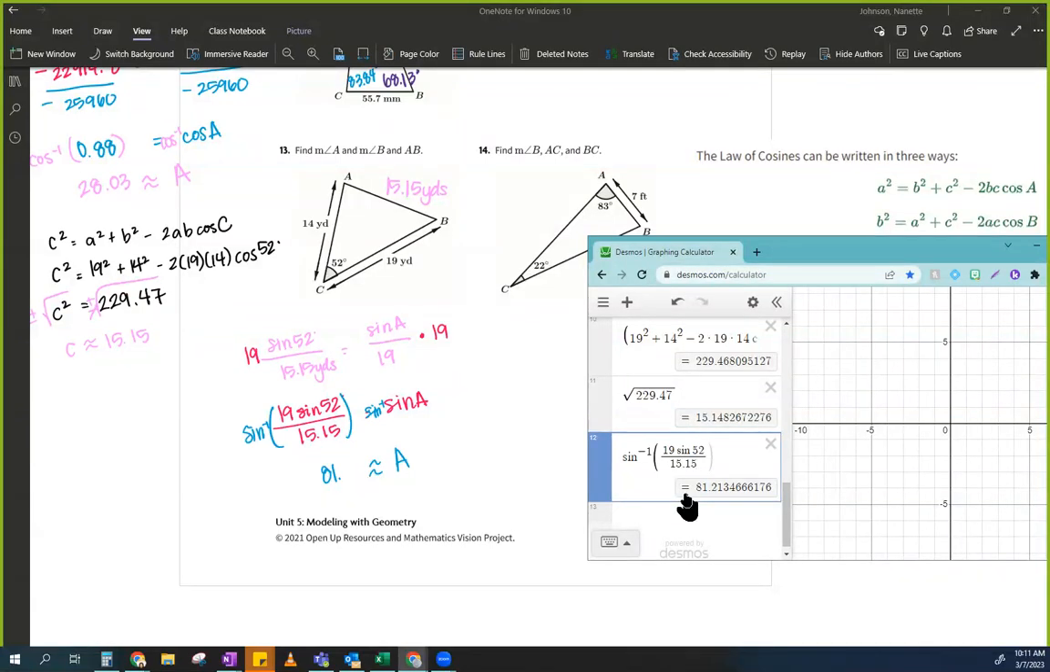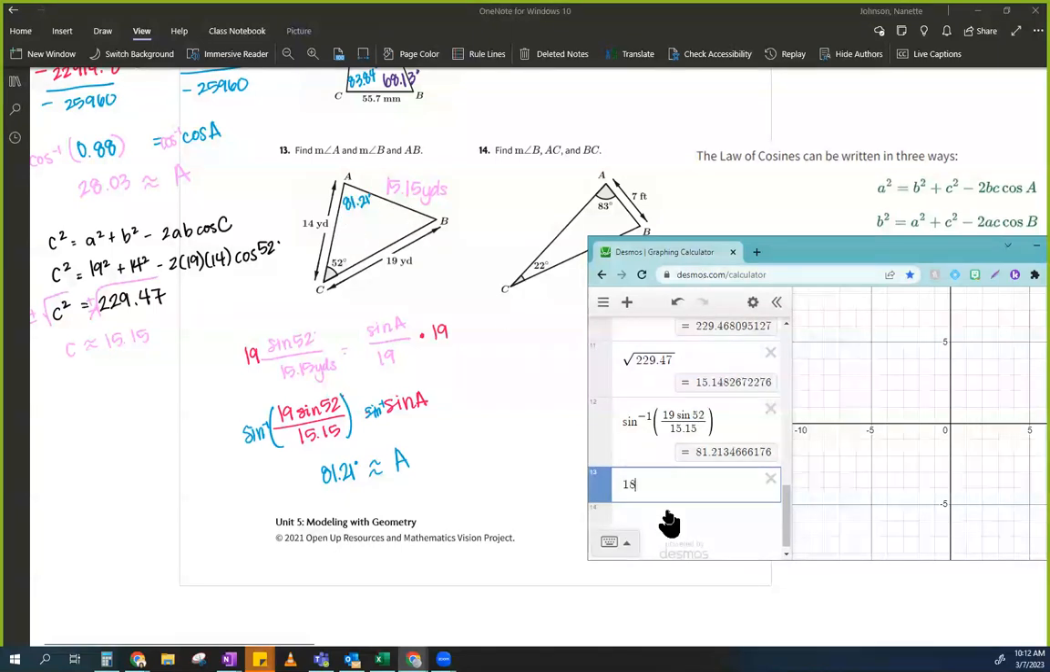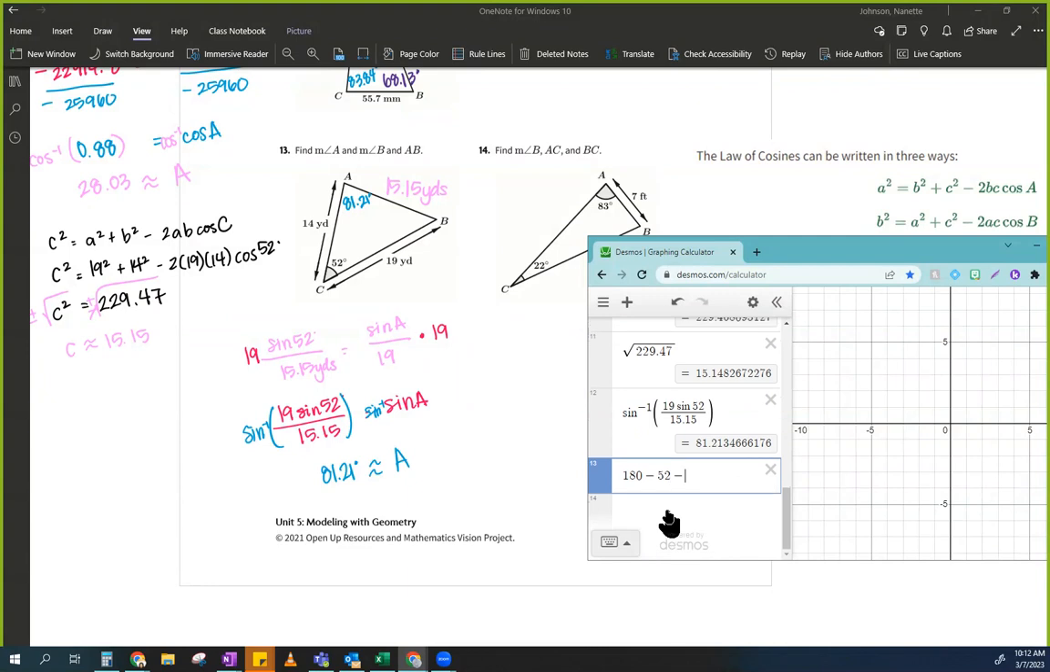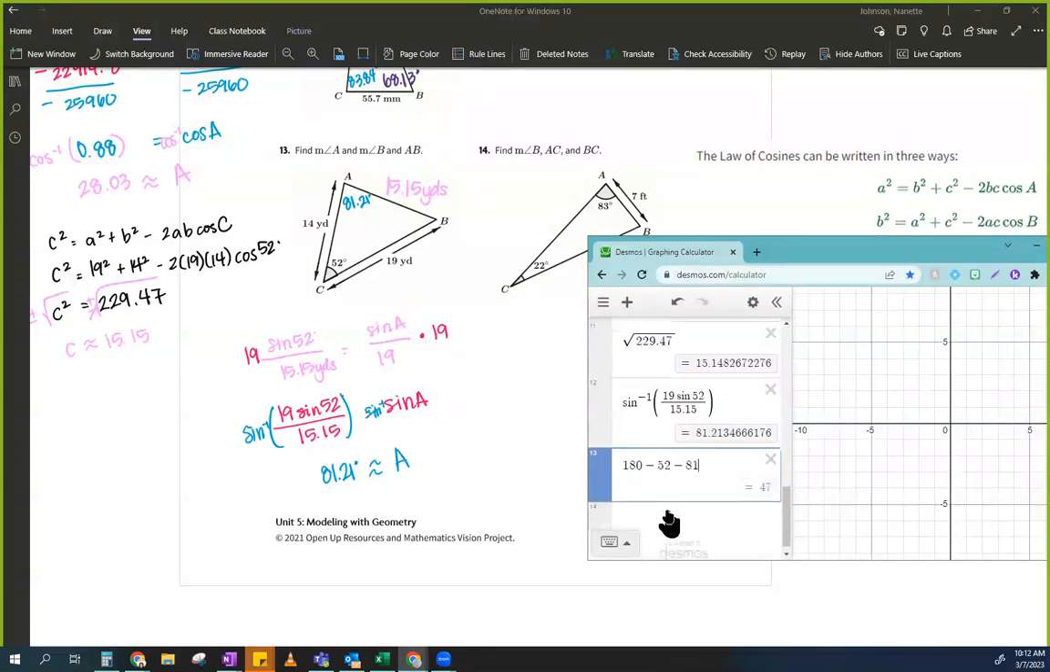And then I plug that into my diagram, and I'm pretty satisfied because my diagram is looking pretty good. This is looking medium. This looks like the largest side, which I'm getting 81 degrees, right? And then you would just use the triangle angle sum to find my third angle, and then I'm done. So 180 minus 52 minus 81.21 gives me 46.79. And then there's my answer.